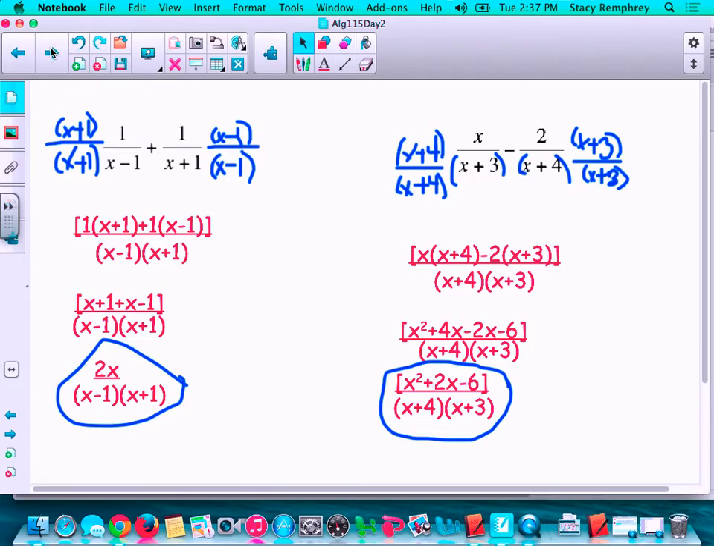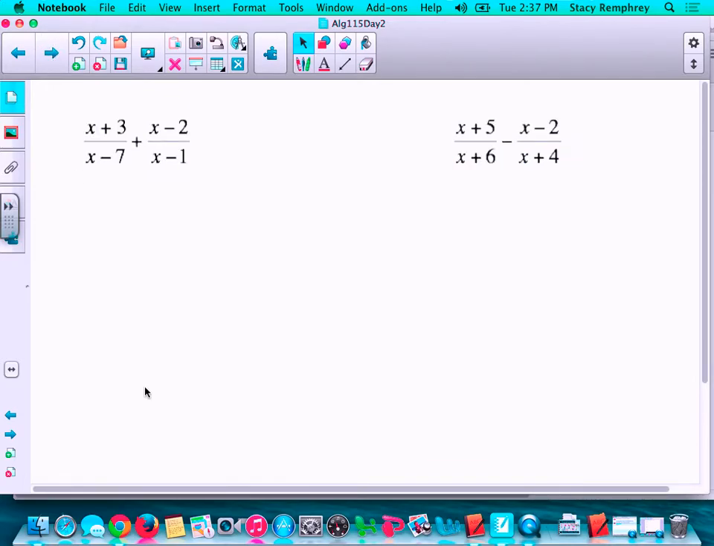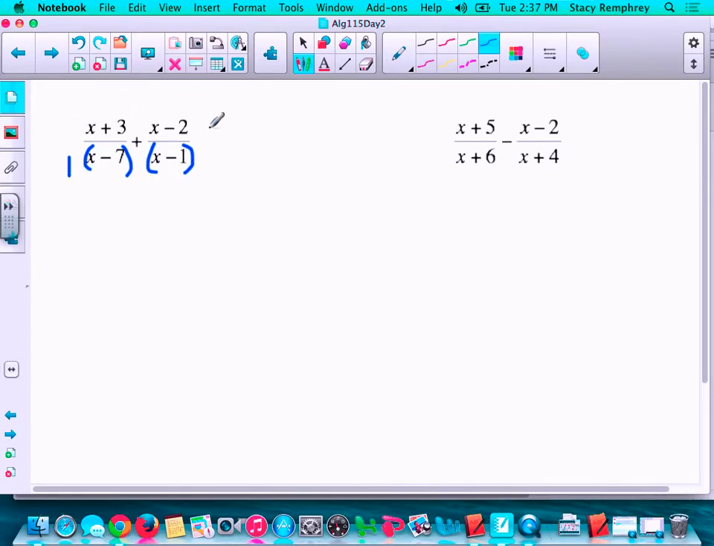All right, for the last ones, craziness. These are crazy. Now, again, what people will do is say, oh, I'll multiply this one by 7. If you multiply that by 7, you're getting 7x minus 7. That's not what this is, so that's not going to work. They don't have any common factors, so multiply this one by x minus 1 over x minus 1. Oops, sorry. And this one by x minus 7 over x minus 7.